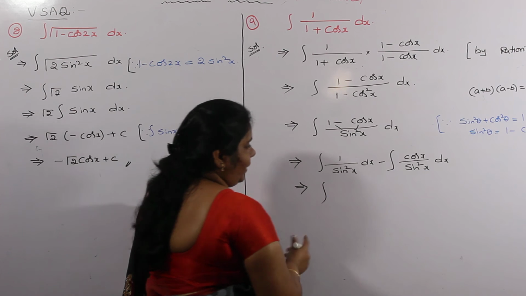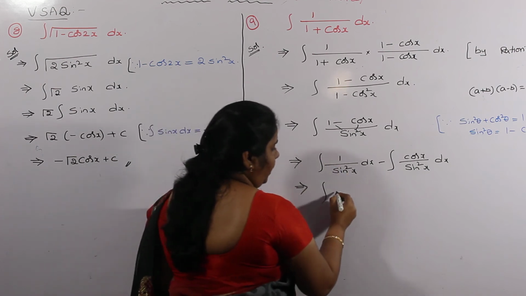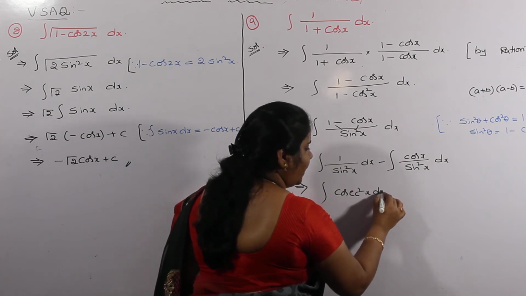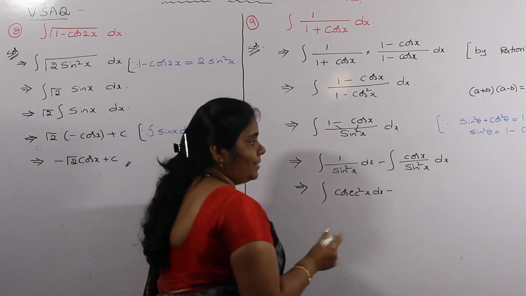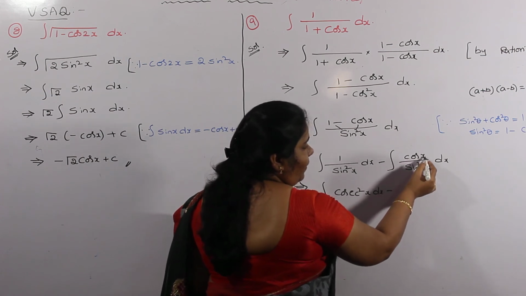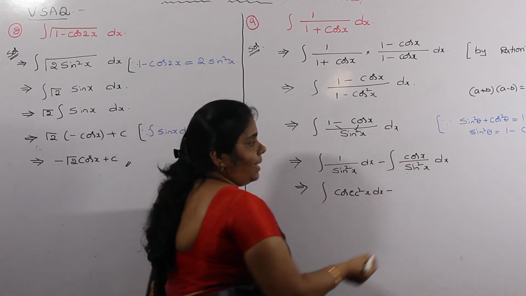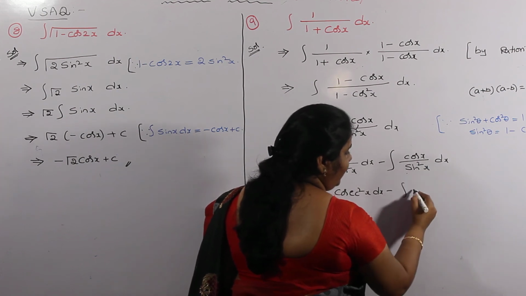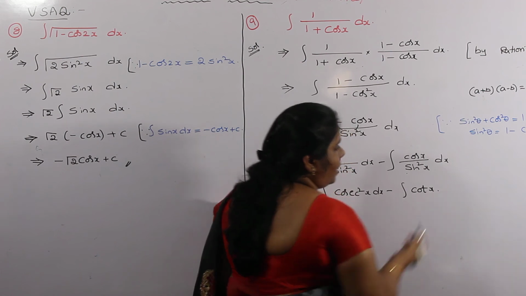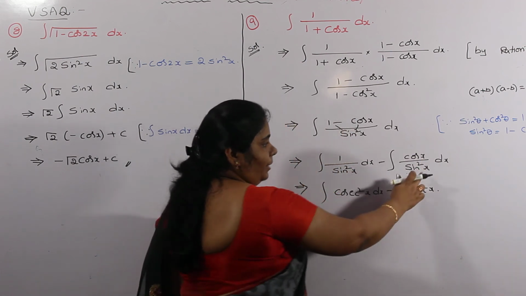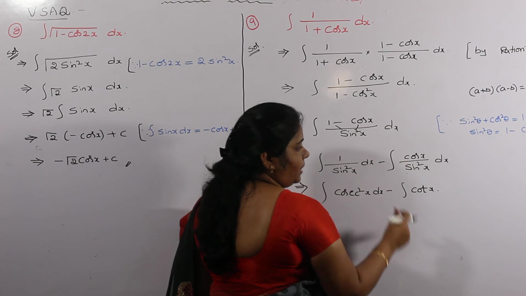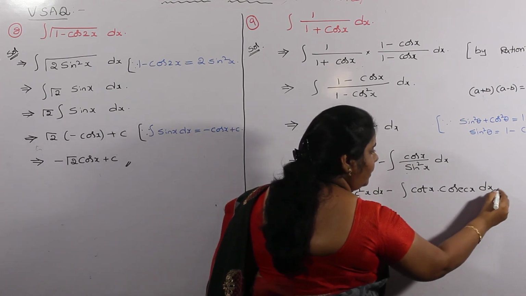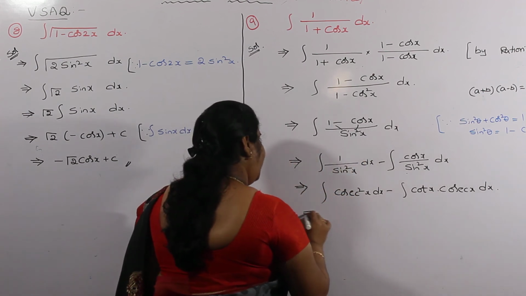Integral of 1 by sin square x: this sin square x is taken to the numerator and becomes cosecant square x. Integral of cosecant square x dx minus, listen here carefully, integral of cos x by sin square x dx. Cos by sin is cot x. Here one more sin x remains. The sin x is taken to the numerator, cosecant x. Cosecant x dx. Now we have the integration formulas.